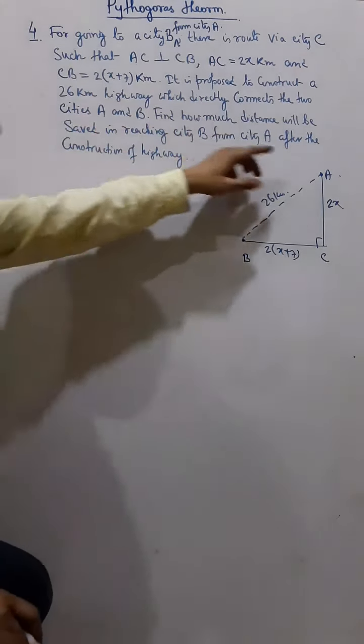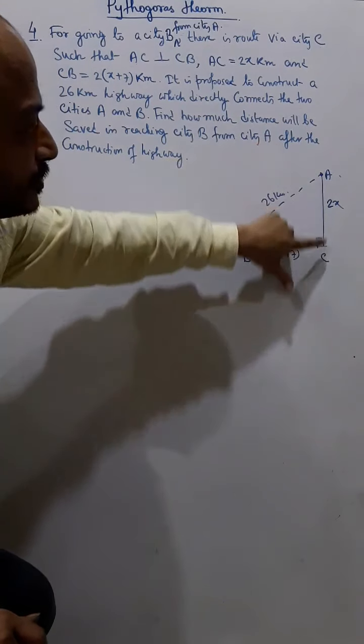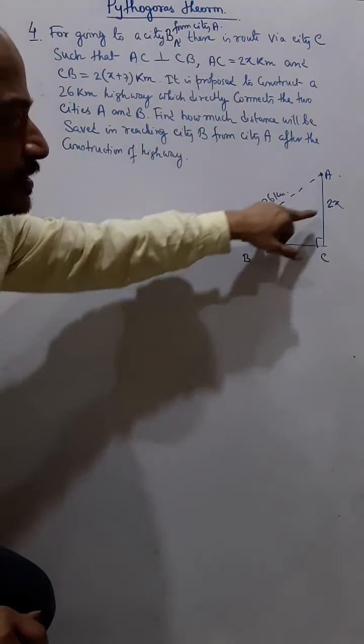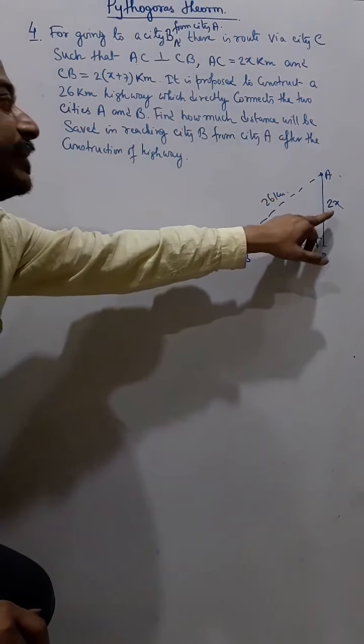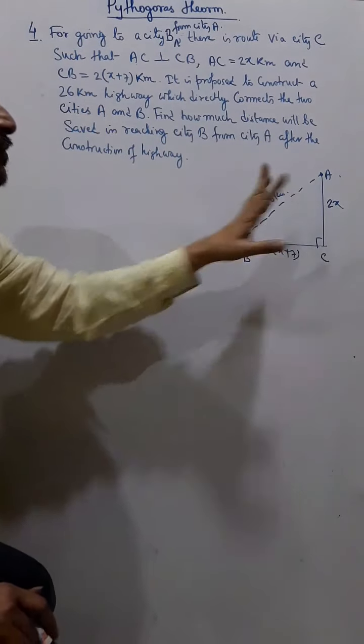Now at present the traveling mode should be from A to C and then C to B. So that means we have to calculate this distance first. That means we have to first find the value of x. Now we can use Pythagoras theorem and we can get the value of x.